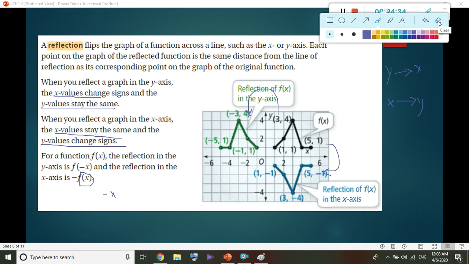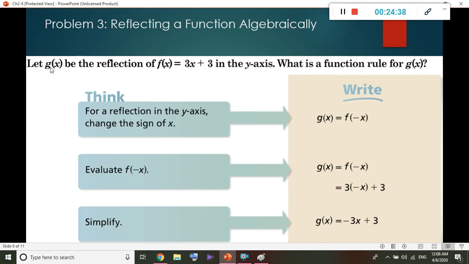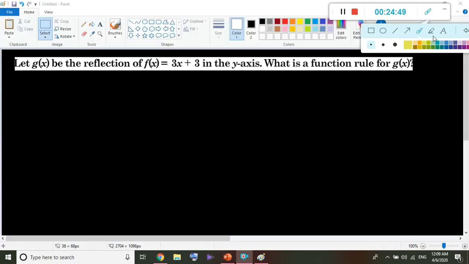Okay, so now let's start solving the problems we have here. Let g of x be the reflection of f of x in the y-axis. What is a function rule for g of x? Okay, let's solve this together.